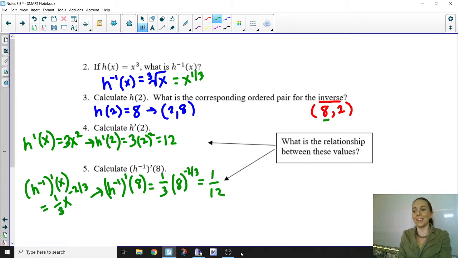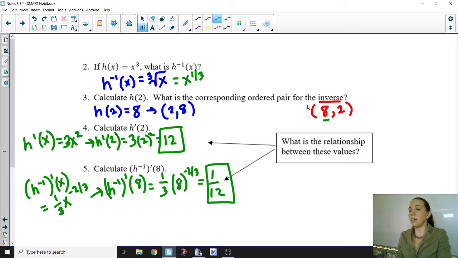Woo! All right, now take a look at this little question in the box. What is the relationship between these values? Take a look at what we have here. When we calculated h prime of 2, we got 12. When we calculated h inverse prime of 8, which is its corresponding x value for the inverse, we got 1/12, and those are reciprocal values, right?